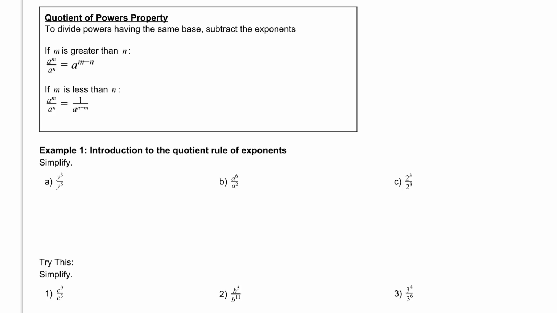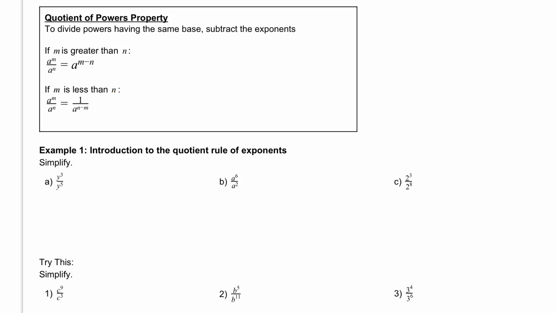Today we're going to take a look at the quotient of powers property. To divide powers having the same base, we are going to be subtracting the exponents. So if m is greater than n, notice m is on the top, n is on the bottom. Since the top is bigger than the bottom, we're going to take the bigger number, m minus n, and these are going to end up on the top where the bigger exponent was.